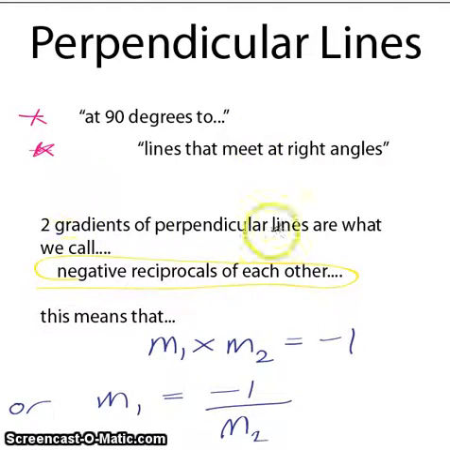If there are two gradients of perpendicular lines, they are what we call negative reciprocals of each other. And what does that mean? Well, it means if I've got one gradient and another gradient, when I multiply them together, the result is -1. Another way of writing that is that the first gradient is the negative reciprocal of the other.